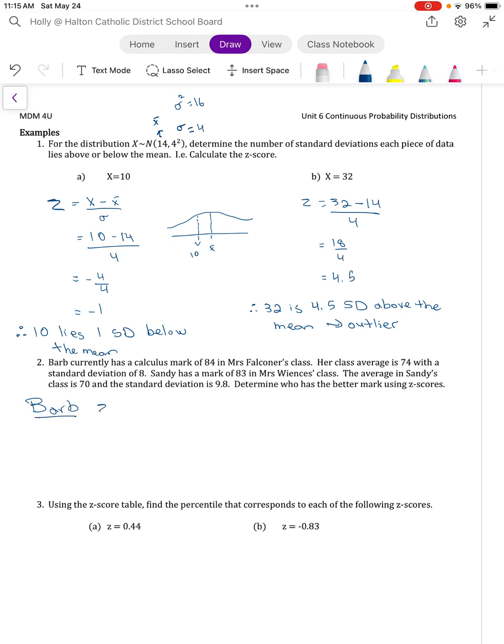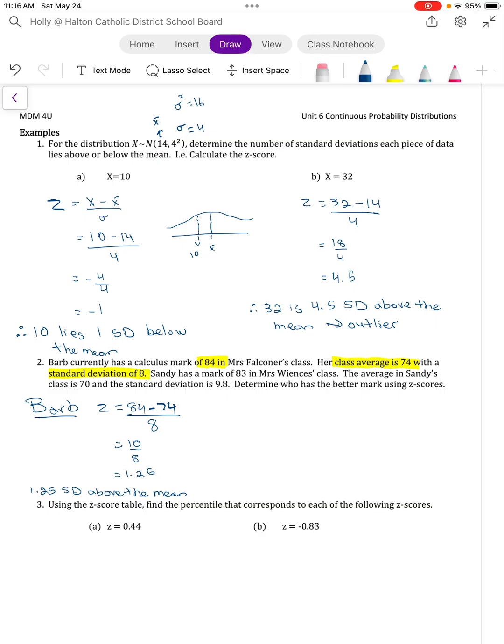So Barb has a Z-score of, her observation is 84. The class average is 74, standard deviation of 8. So 84 minus 74 divided by a standard deviation of 8. That gives me 10 over 8, which is 1.25. So that's 1.25 standard deviations above the mean.